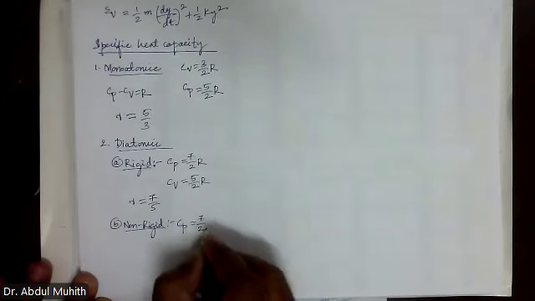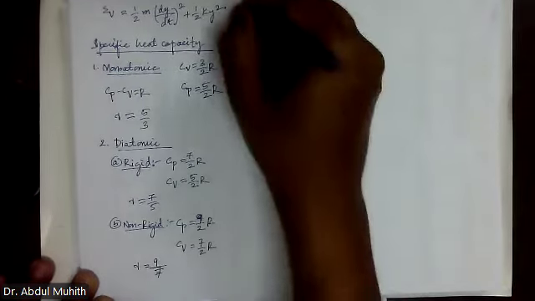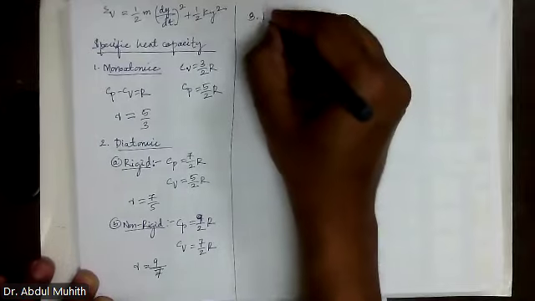The second one is non-rigid. In non-rigid, Cp is equal to 9 by 2 R, and Cv is equal to 7 by 2 R, and the gamma value is equal to how much? 9 by 7. Gamma is 9 by 7. Next, third one is polyatomic.